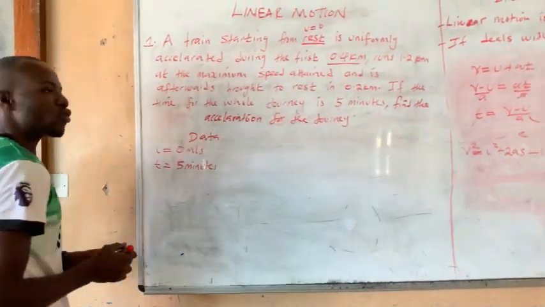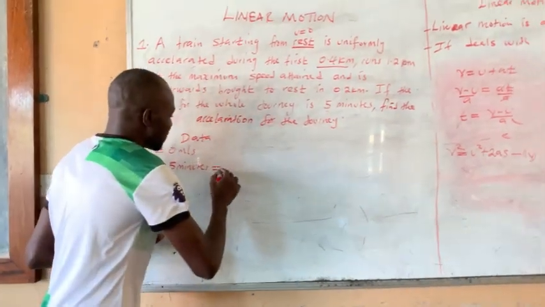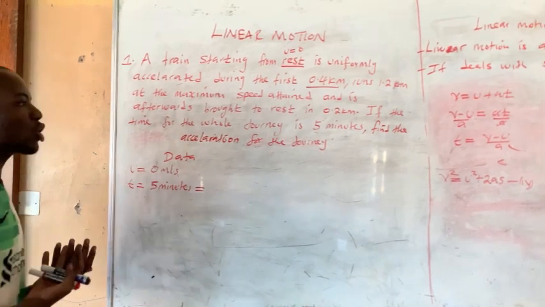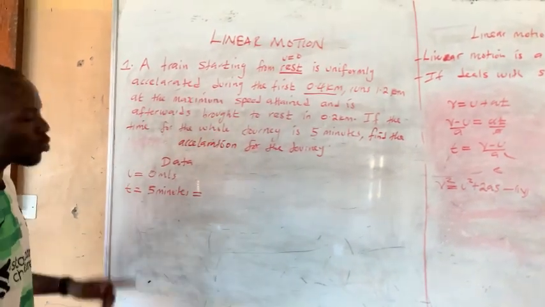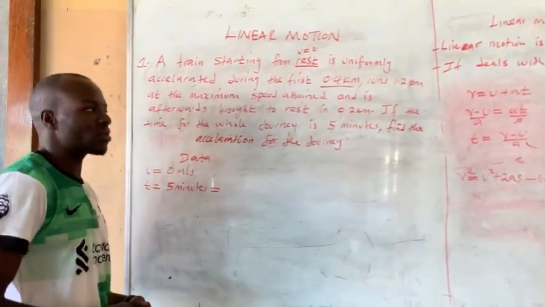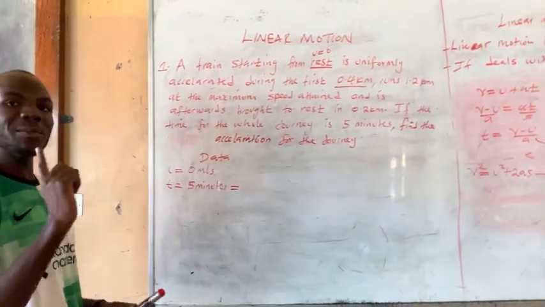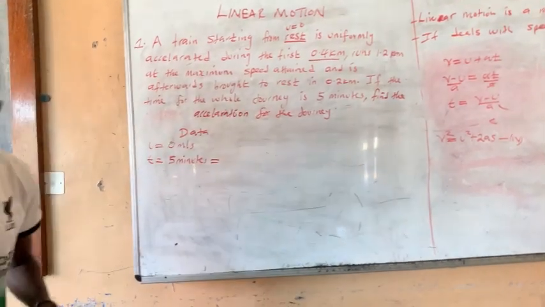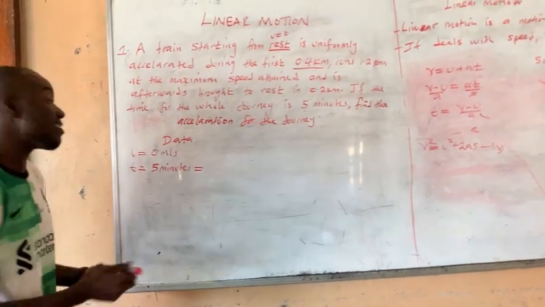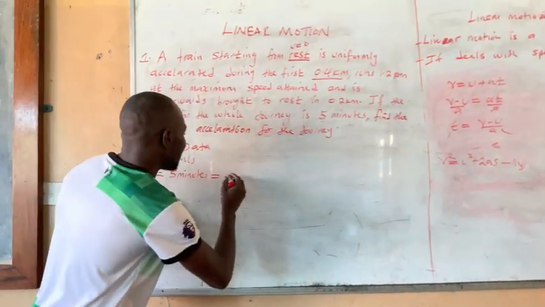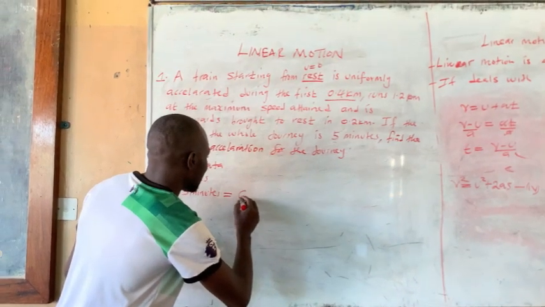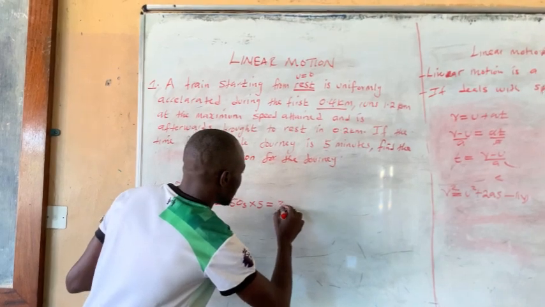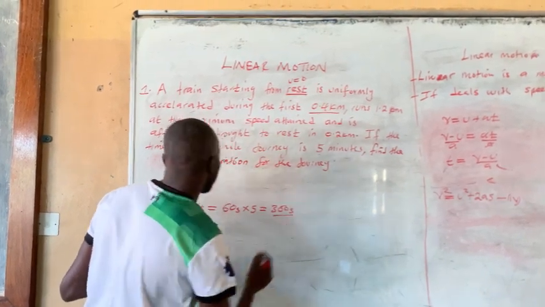Now, minutes are not the SI unit for time, so we need to convert minutes into what? Seconds. Since 1 minute has 60 seconds, we just say 5 times 60, which gives us 300. So 5 minutes is equal to 300 seconds. That is the time.